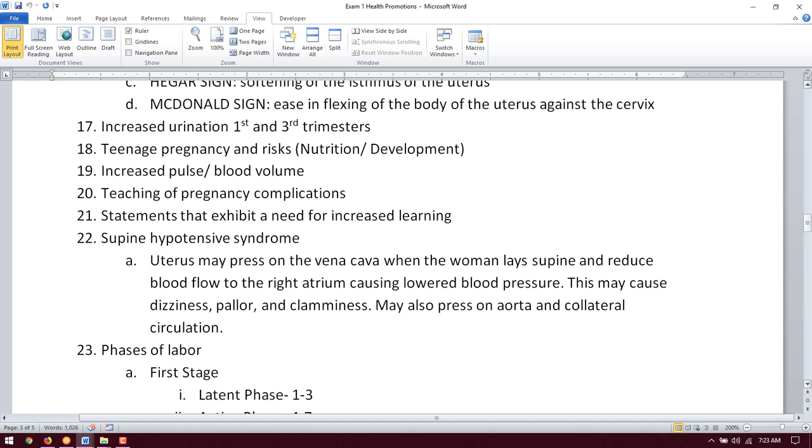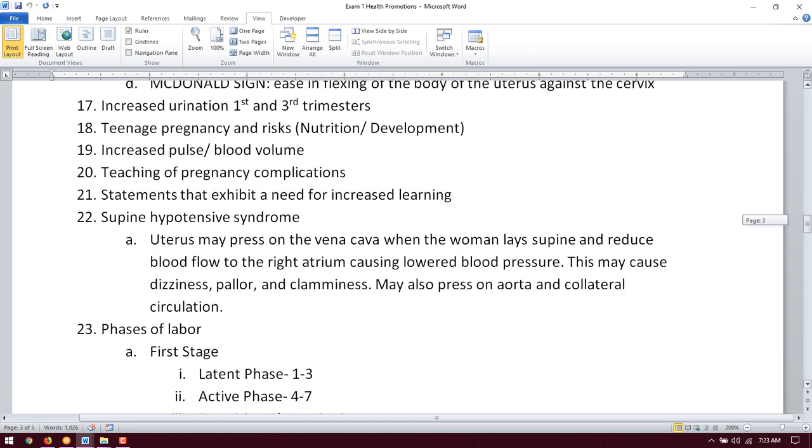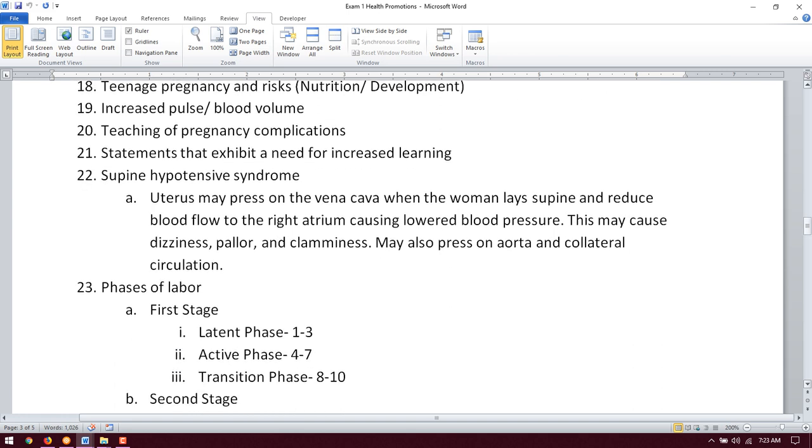Teenage pregnancy and the risks. Why? I know we didn't go over this a whole lot in the PowerPoint, but think about why these teenagers that are having babies, what happens? As a teenager has a baby, they are forced to grow up rather quickly, and they don't get to do the normal developmental stages.